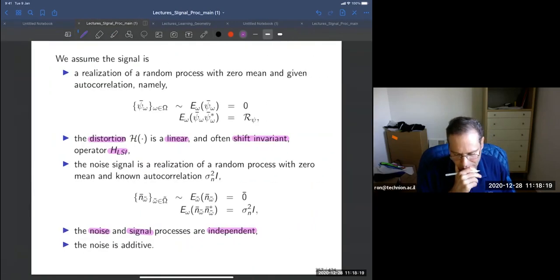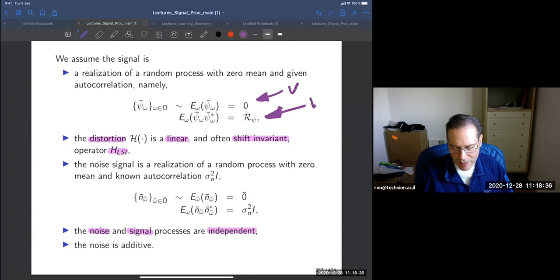Okay. What can we assume about the signal? So again, we assume that we know everything about the statistics of the signal. We know that it has a mean which is equal to zero. And we assume that we know the autocorrelation matrix. So this is something that we can assume. And we assume that we also know the same about the noise. So the noise has an average which is equal to zero, zero mean. And we know that the variance of the noise is given. And let's assume without loss of generality that the autocorrelation matrix is given as a diagonal matrix.